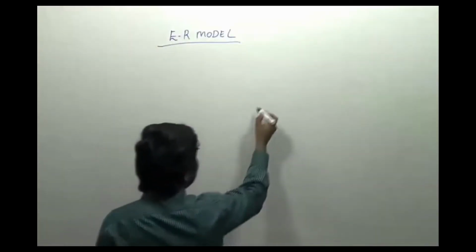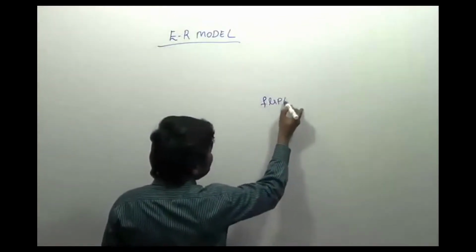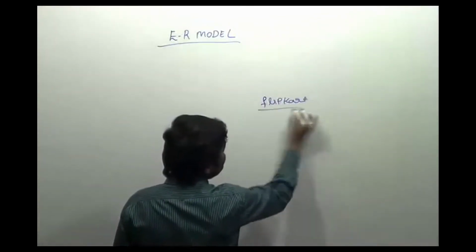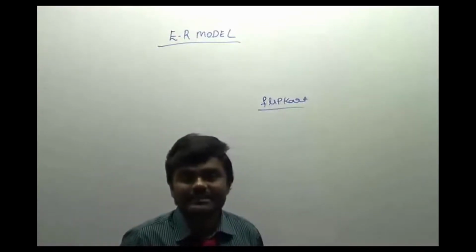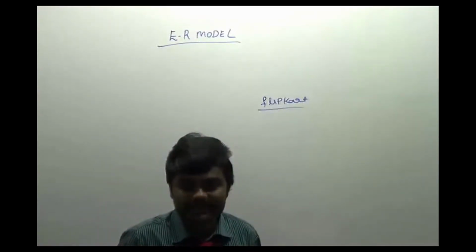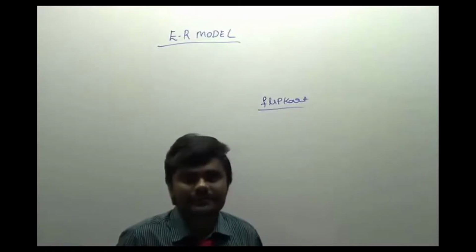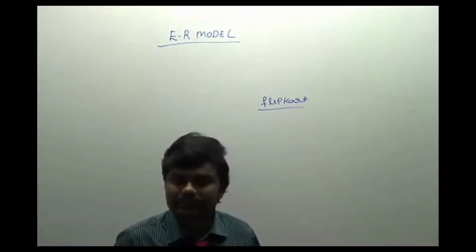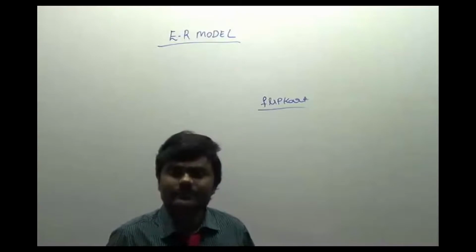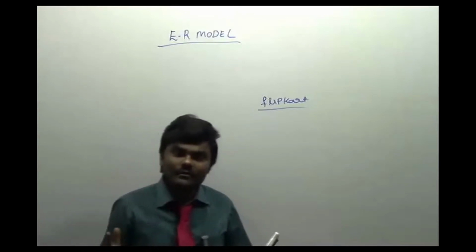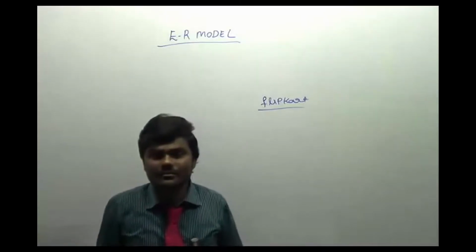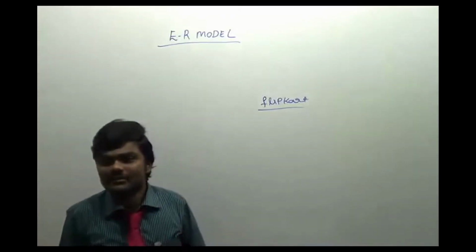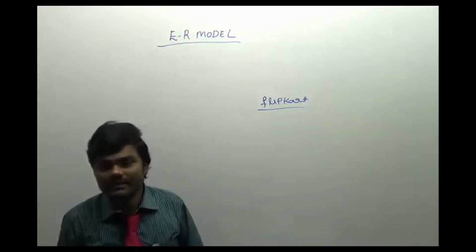Let us take an example of Flipkart. So what is the main functionality of Flipkart? The main functionality of Flipkart is to sell items. Simple, that's it. To sell items, first we have to find out what entities are there. So what total entities are there, and which tables we have to create.